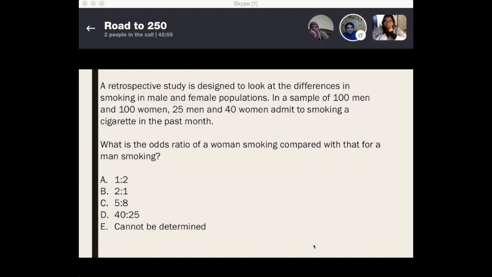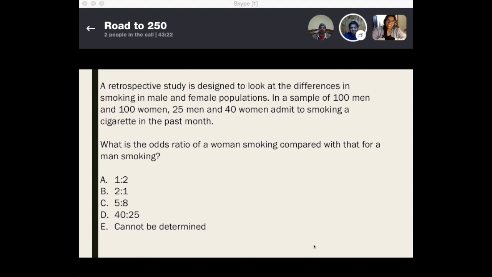Retrospective study is designed to look at the differences in smoking in male and female populations. In a sample of 100 men and 100 women, 25 men and 40 women admit to smoking a cigarette in the past month. What is the odds ratio of a woman smoking compared with that for a man smoking?